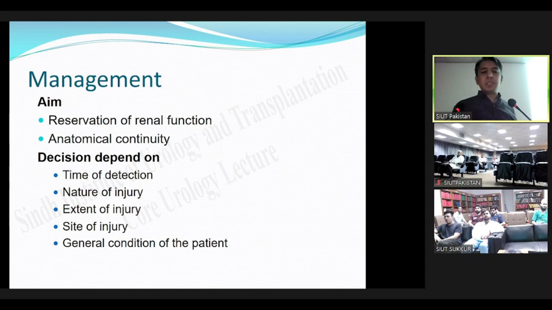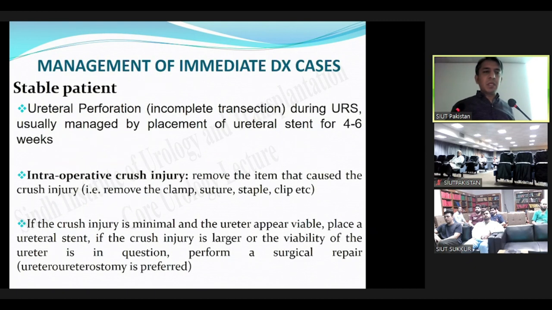Is it a stable patient or an unstable patient? So our management will consist mainly of two parts: whether the ureteric injury is diagnosed immediately or delayed. For immediate diagnosis, two things are important: is the patient stable or unstable? The management for a stable patient is different from that for an unstable patient.